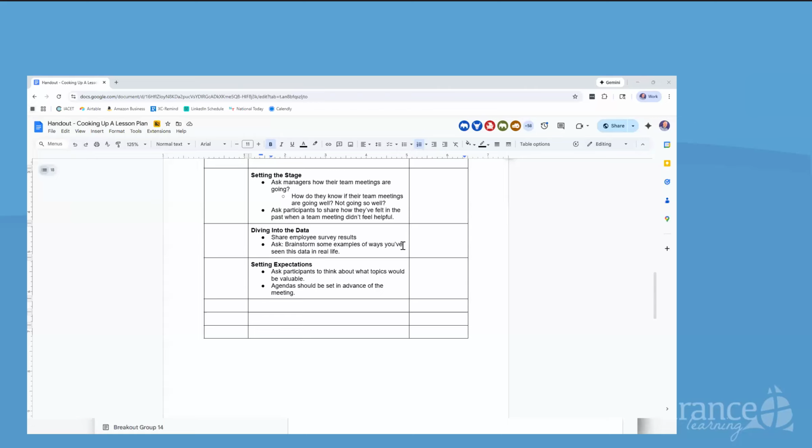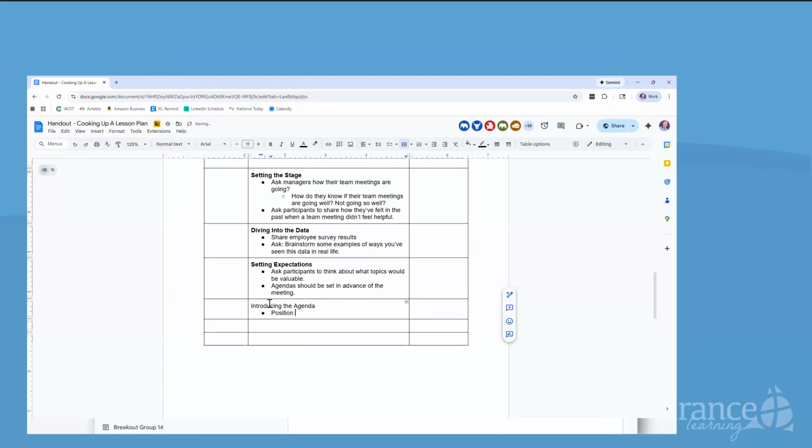I think first, position it as the solution for some of the results that we may get from those initial setting-the-stage questions, and then have them work collaboratively to fill out one. So kind of give them a test case for using the agenda.